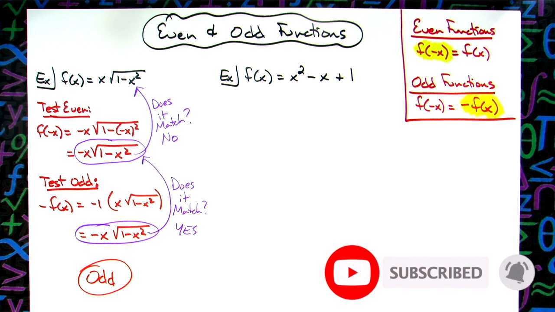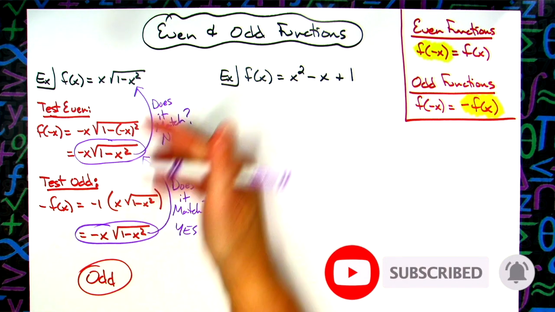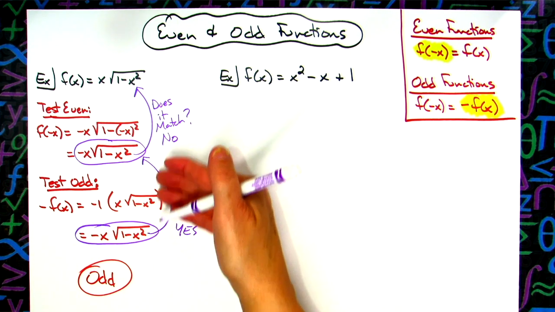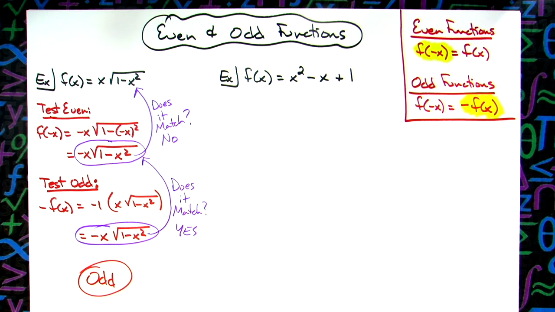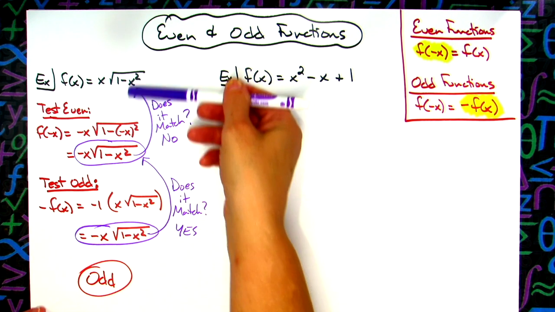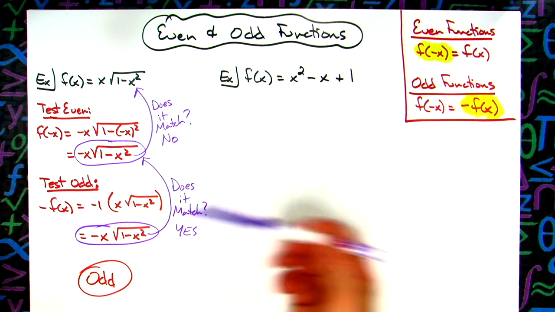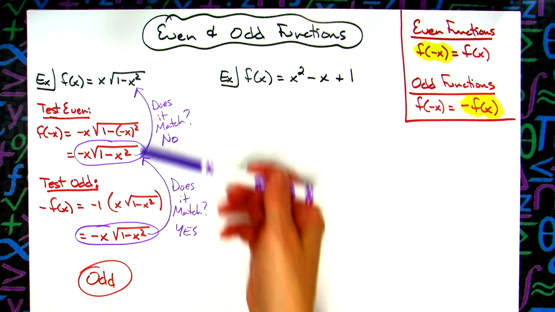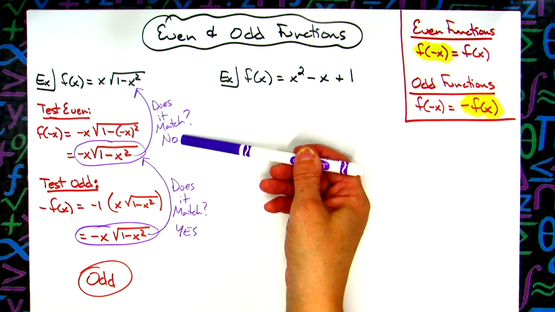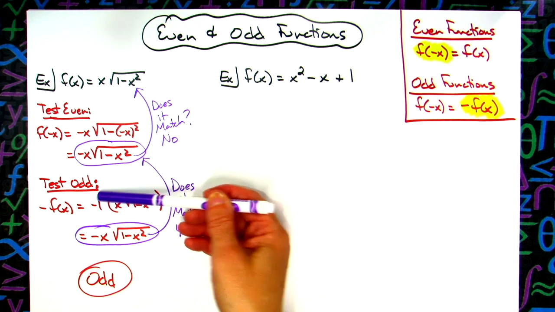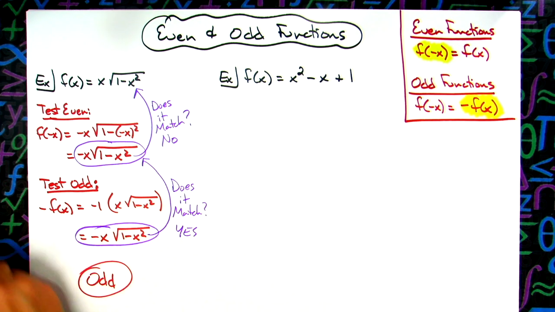If you get a no when you test for even and you get a no when you test for odd, then it's neither. If you test for even and you get a yes right away, you're done. It's an even function. So this one, we tested for even, the answer was no. So that meant we had to go ahead and test for odd. We got a yes, so it's an odd function.